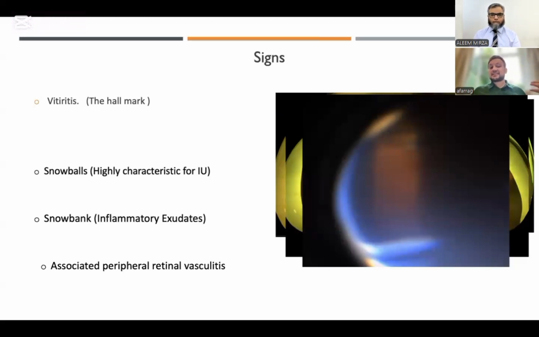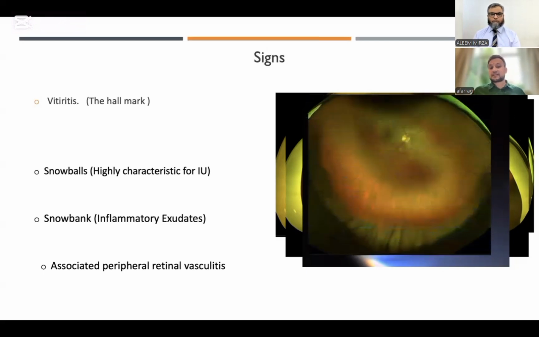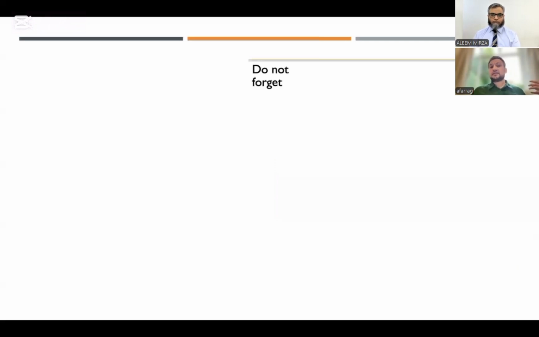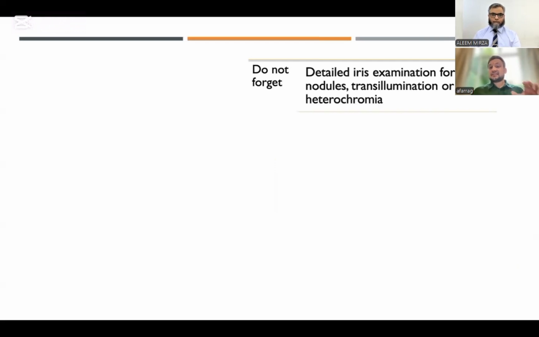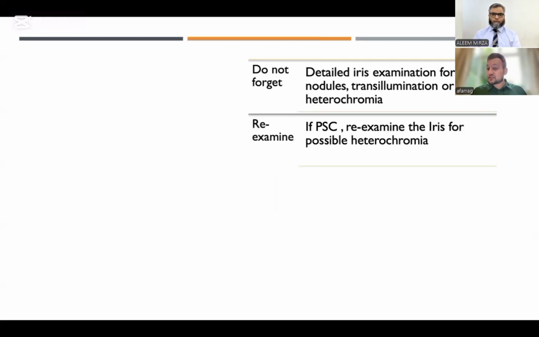And the last sign is maybe associated peripheral retinal vasculitis, like in this condition, which is highlighted by the red free. And here is the critical thing. Don't forget, in any intermediate uveitis, a detailed iris examination for nodules or heterochromia or iris transillumination. Re-examine if you find posterior subcapsular cataract, because one of the common misdiagnoses is Fuchs heterochromic uveitis: they have vitritis signs or vitreous opacities, are misdiagnosed as intermediate uveitis, and the patient is over-treated when there is no need for treatment.